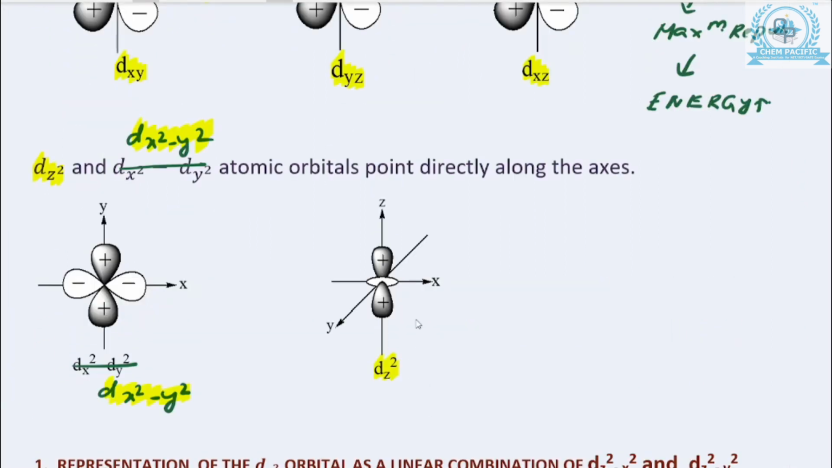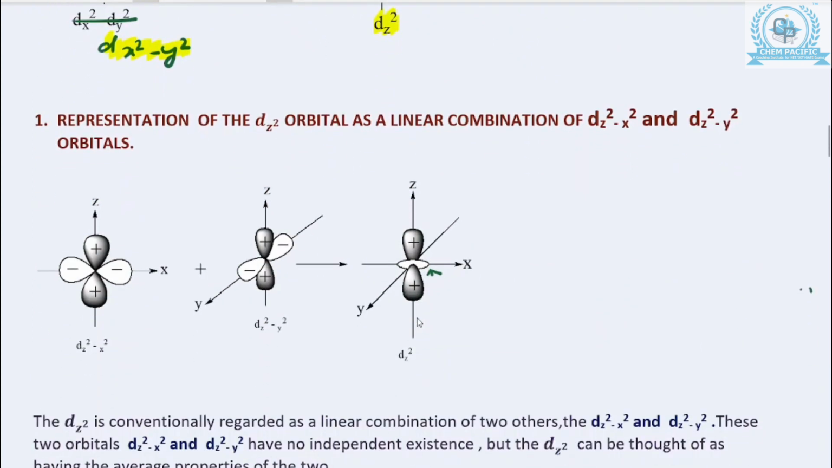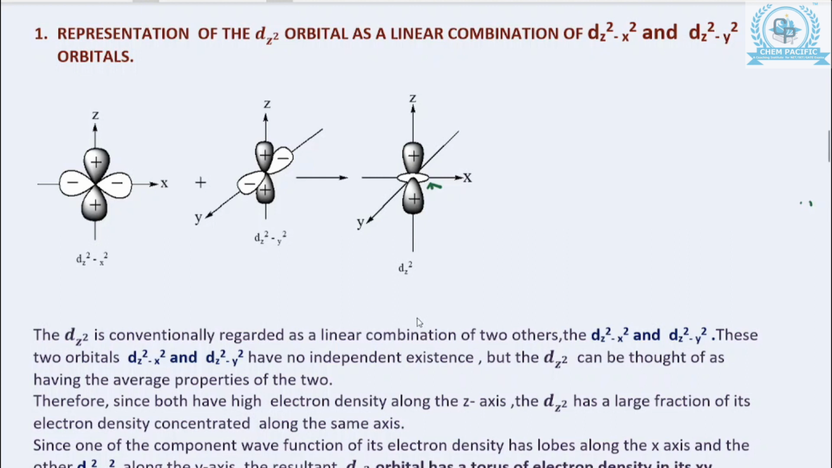Now let us understand the nature of the dz square orbital even better. It is very important for us to understand the nature of the dz square orbital. Now, this is a representation of the dz square orbital, which is considered as the linear combination of two orbitals, dz square minus x square and dz square minus y square. That's what I have done in this diagram. This is the linear combination of dz square minus x square and dz square minus y square, and that results in the formation of dz square.